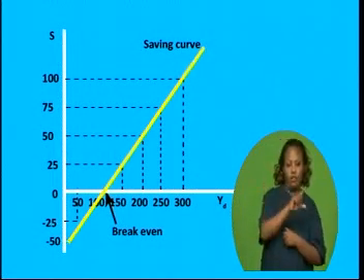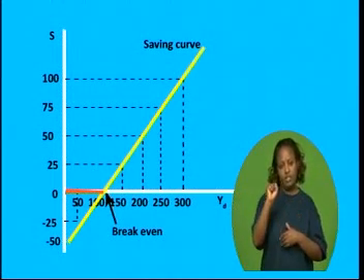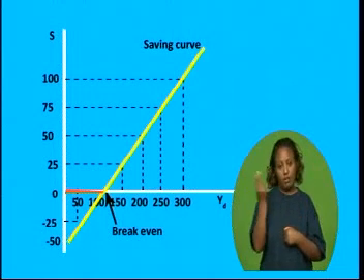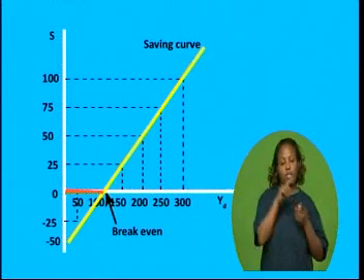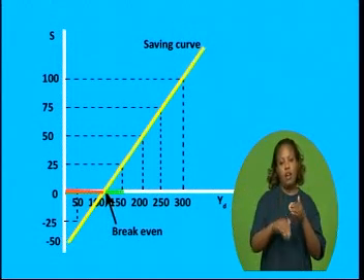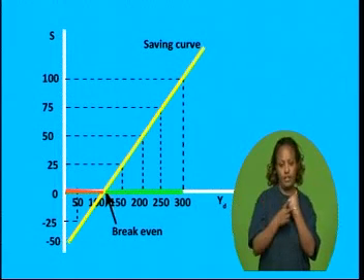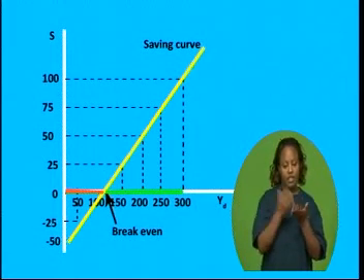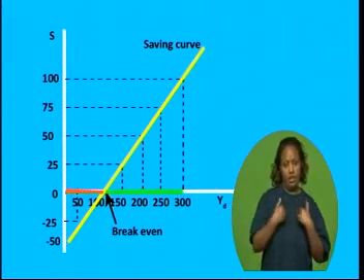To the left of the break-even point, the economy is dissaving, that is, consumption exceeds current income. On the other hand, after the break-even, the economy has positive savings, implying that current income is greater than current consumption.